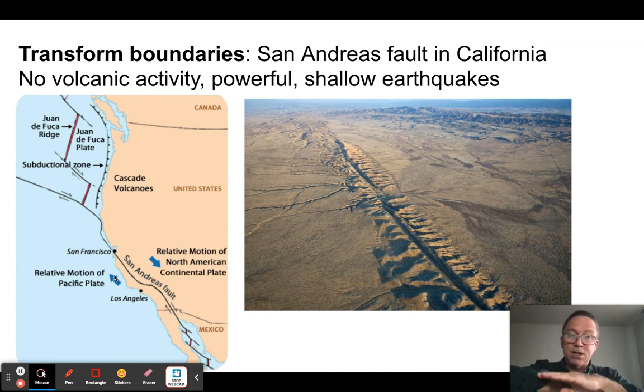So they're sliding past each other. Since they're sliding past each other, there's no subduction. Since there's no subduction, there's no trench, there's nothing going into the mantle. It's not a place where we have sinking convection currents. We just have these two things sliding past each other.